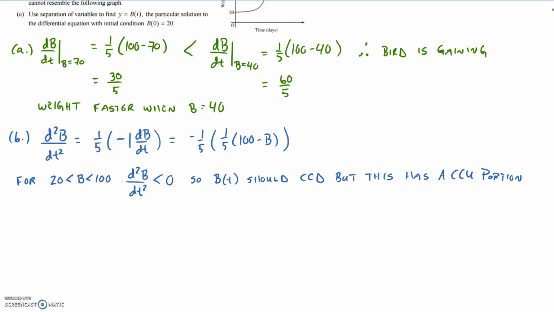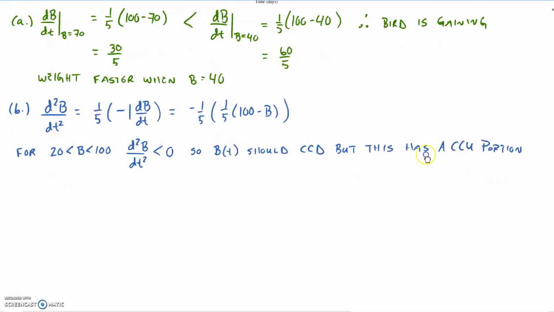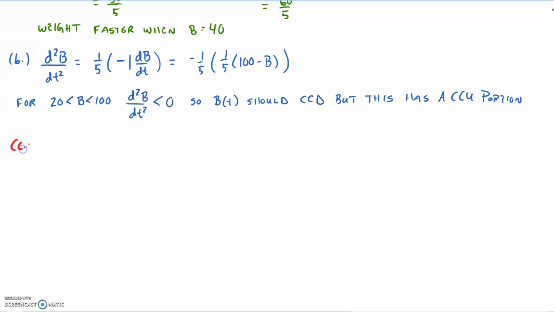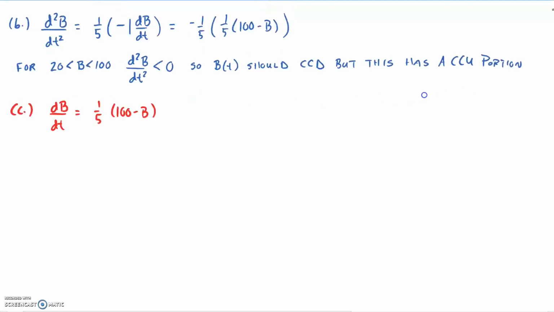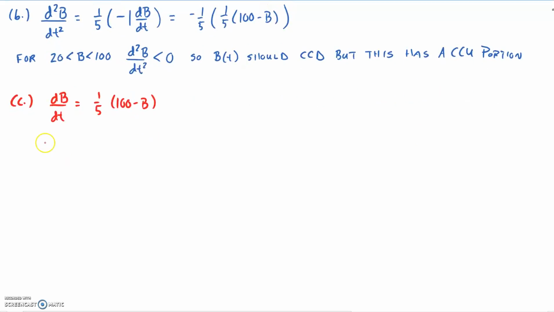And then part C, we're going to take the initial condition, which was B of 0 equals 20, and we're going to solve for B of t by separation of variables. So then dB/dt is equal to 1/5 times 100 minus B. We're going to get all the B's on one side and everything that's not a B on the other side. So 1 over 100 minus B dB is equal to 1/5 dt.